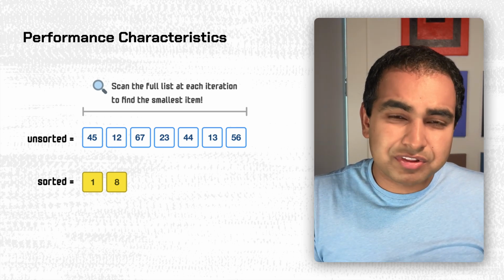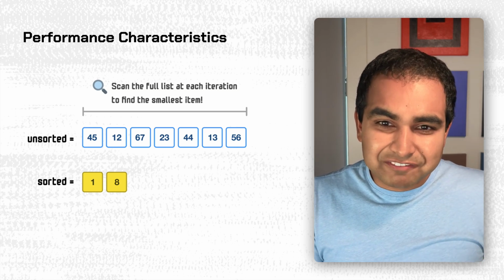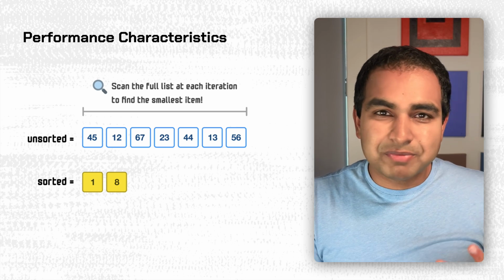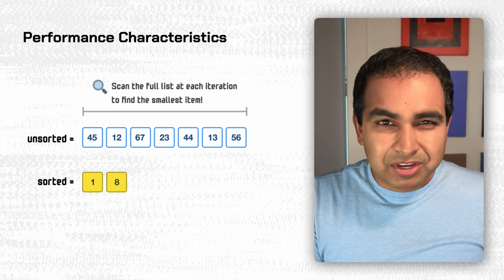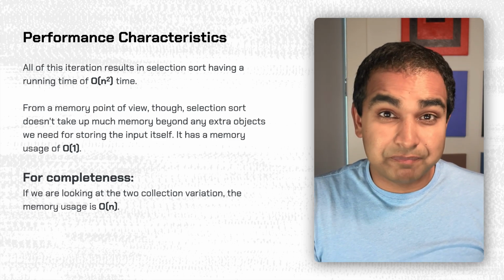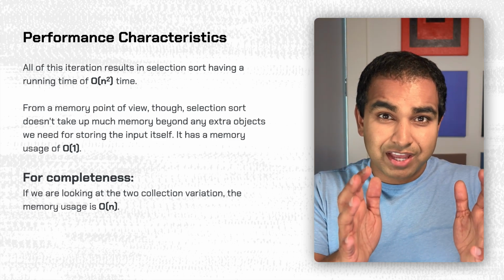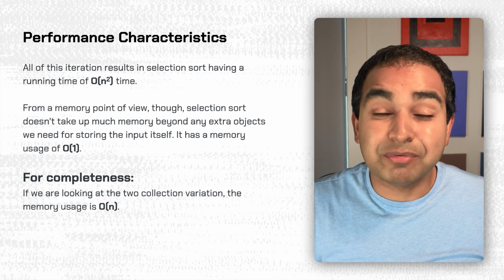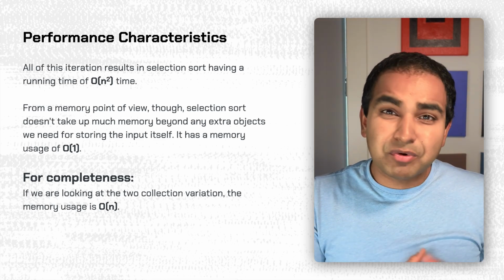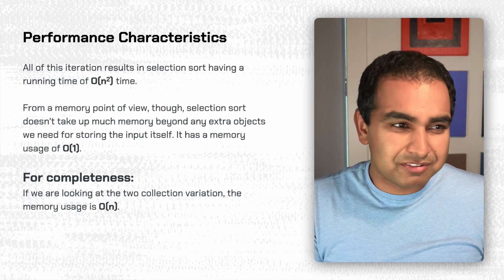But on average, we're scanning the list over and over again every single time for each element there is to find the smallest element, which means that all this iteration results in selection sort having a running time of big O of n squared time. That means for whatever size of input you have, you take a square of that, and that's the number of operations it takes to sort all the items, which is not the most efficient sorting algorithm that we're going to be finding.